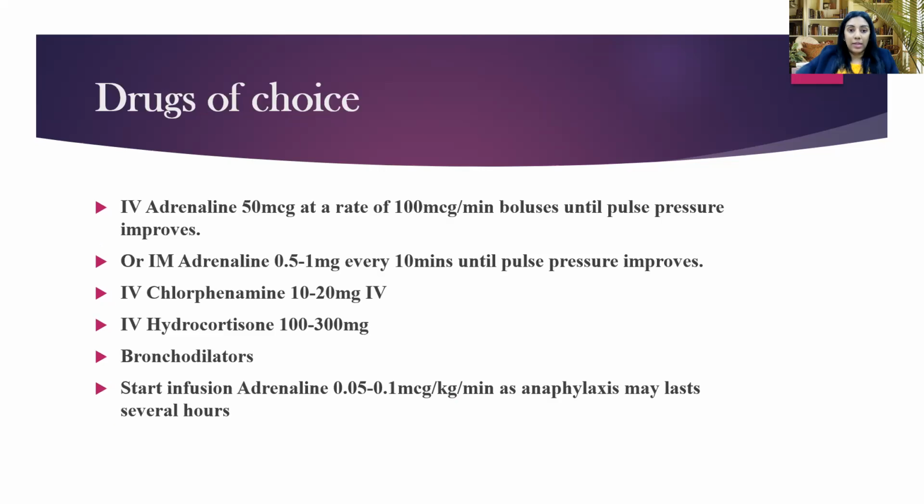In anaphylaxis or anaphylactic shock, your drug of choice is IV adrenaline, 50 mics. Give boluses until the pulse pressure improves, meaning you want to aim for a systolic BP of 80 and above. Or IM adrenaline, 0.5 to 1 milligram every 10 minutes. Give your piriton 10 to 20 milligrams IV and your hydrocortisone 100 to 300 milligrams. Sometimes in bronchospasm, you have to give your bronchodilators. And if the patient goes into anaphylactic shock, you might need to start your vasopressors. So start with your adrenaline infusion.